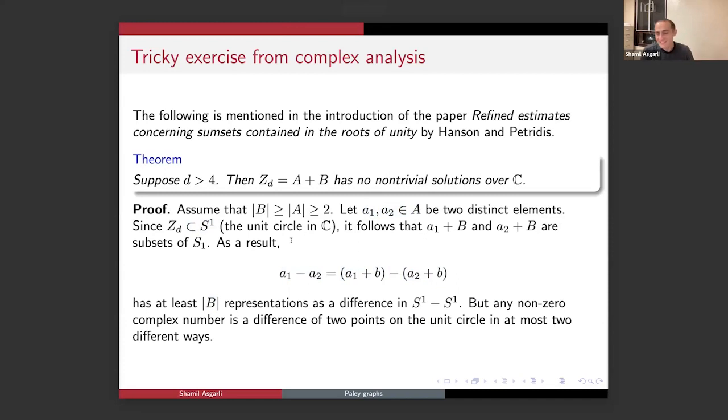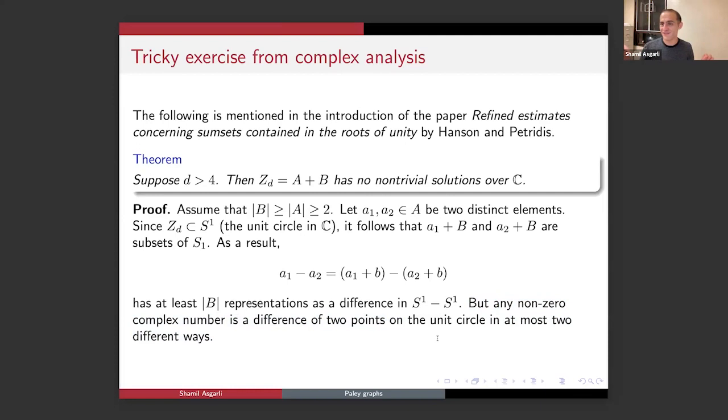But it's a fact, and very straightforward to show, that any non-zero complex number is a difference of 2 points in the unit circle in at most two different ways. So if you have any complex number whatsoever, and you want to write that as a difference of 2 points on the unit circle, you can do it in at most two different ways. This kind of follows from the geometry of the unit circle.